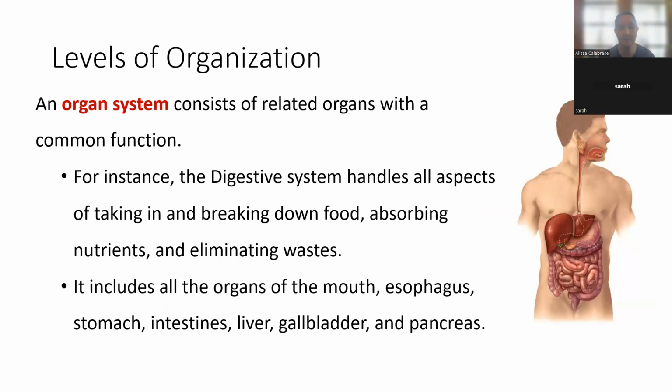And then an organ system is just a group of organs that have a common function. They're working together for a particular goal. The example here is the digestive system. The digestive system's job is to ingest food, break it down, digest it, absorb the nutrients, and then eliminate the wastes, right? In order to do all of those jobs, we need different organs that are all working together to accomplish those goals. So there are a lot of different organs in the digestive system to get that done.